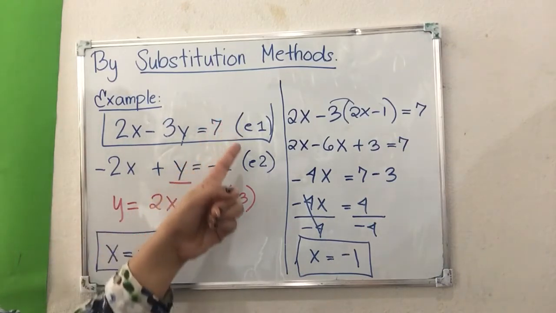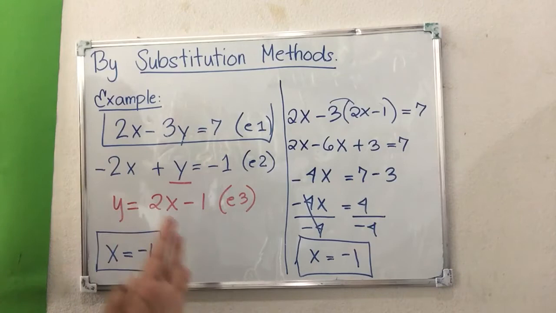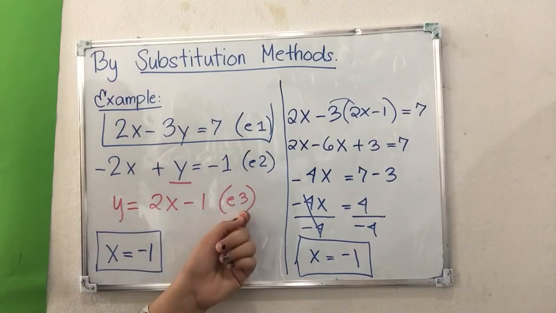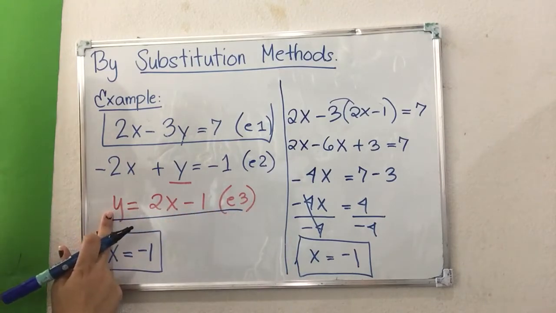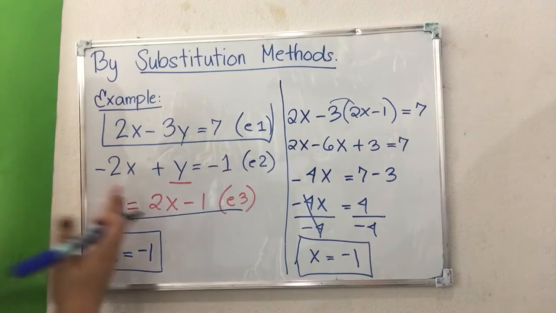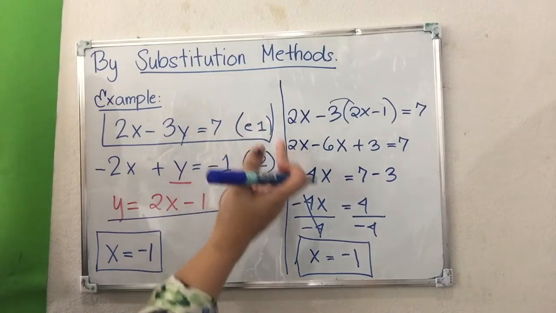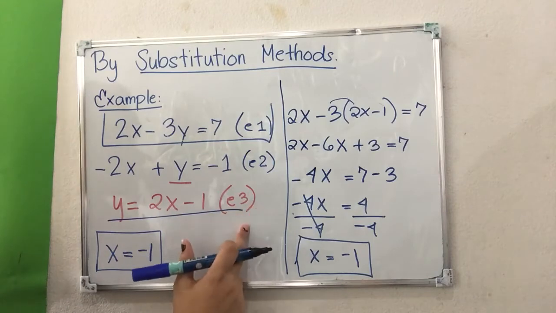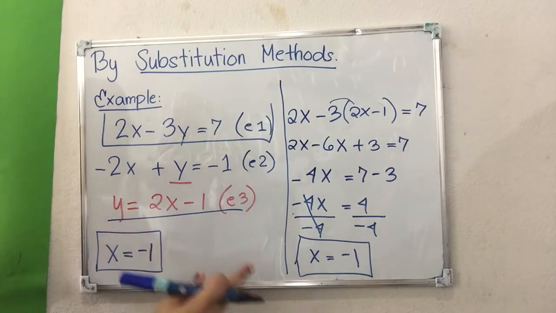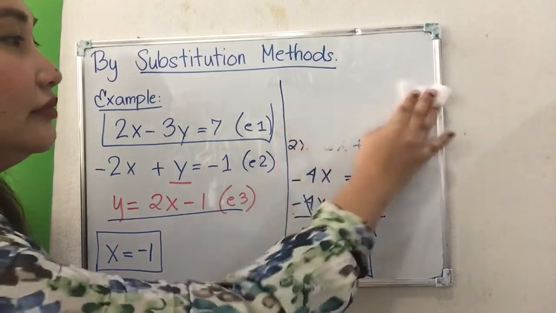Now looking at the three equations, 1, 2, 3, which one is easier to use to solve y? Of course, we will use equation 3. Why? Because the y here is already isolated, it's separated already. So no more changing from equation 1 and equation 2. It's very easy. You can use equation 3 to find the value of our y. So let's continue. I will change this one.